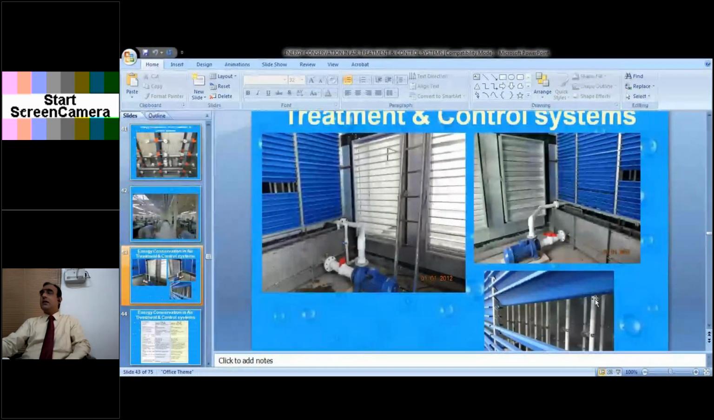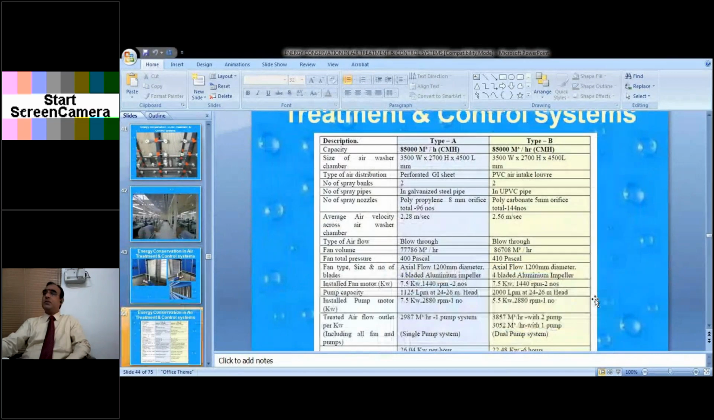So we have taken a capacity plant. If you see here, there are 85,000 cmh type A and type B given. The air washer size is a width of 3.5 meters, a height of 2.7 meters, and 4.5 meters is the length of the air washer chamber.